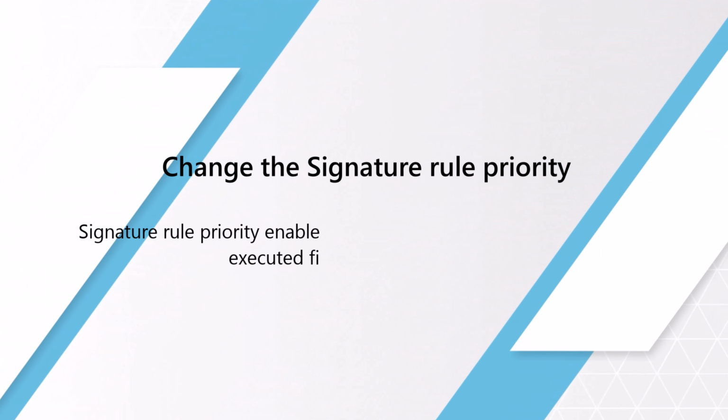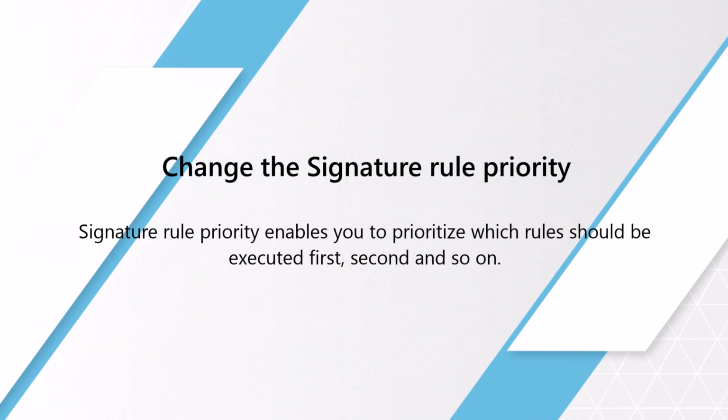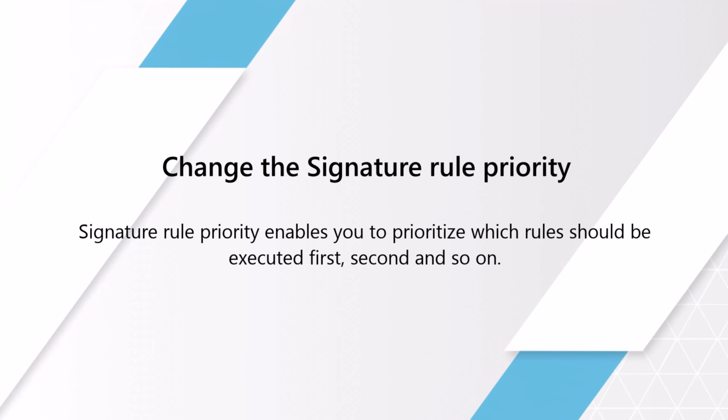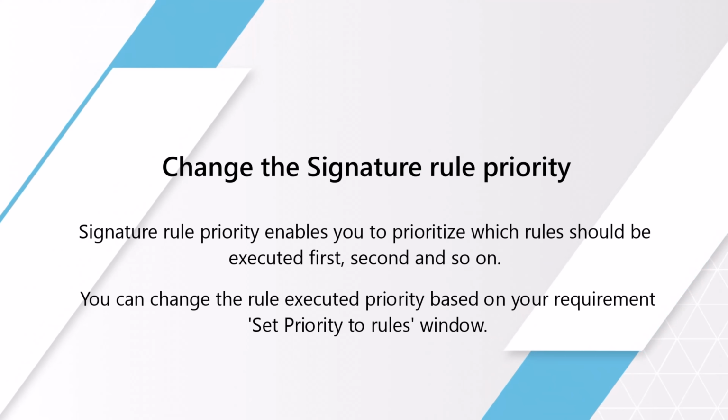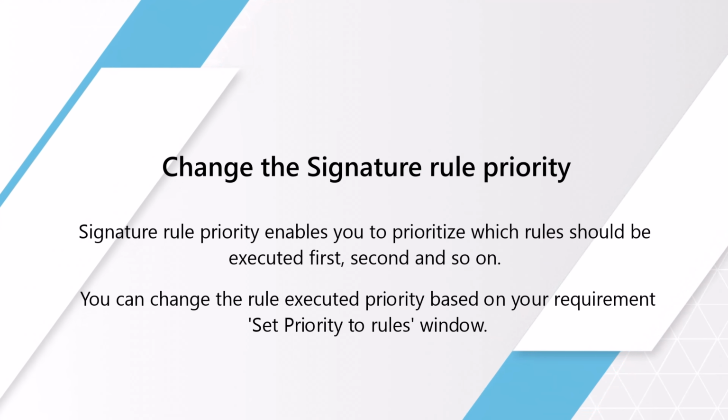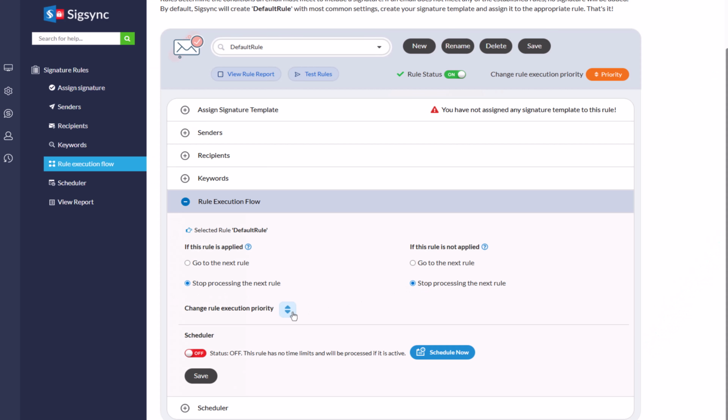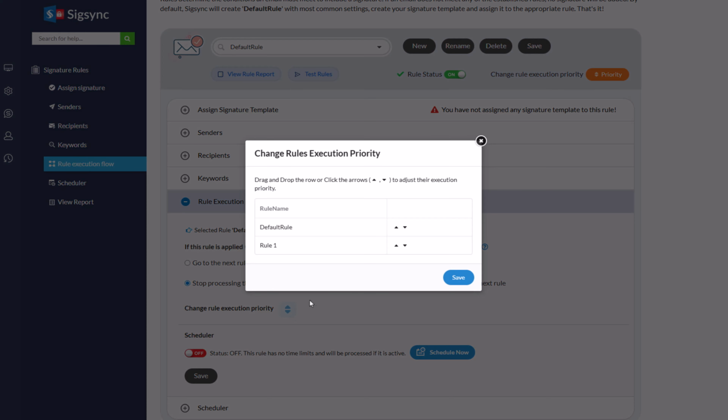Signature Rule Priority enables you to prioritize which rules should be executed first, second, and so on. You can change the rule execution priority based on your requirement. In the Set Priority to Rules window, click the Set Priority icon. Change the rule's priority using the up and down arrows in the Set Priority to Rules window and save the changes.